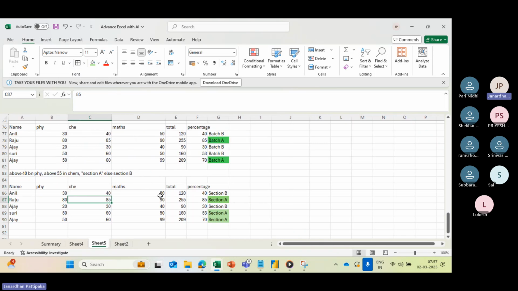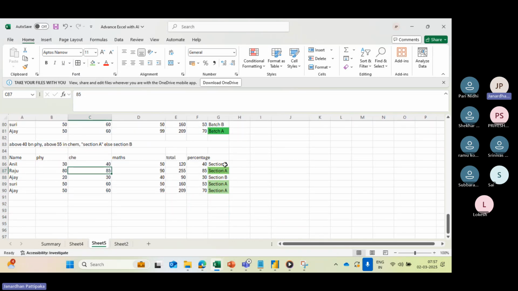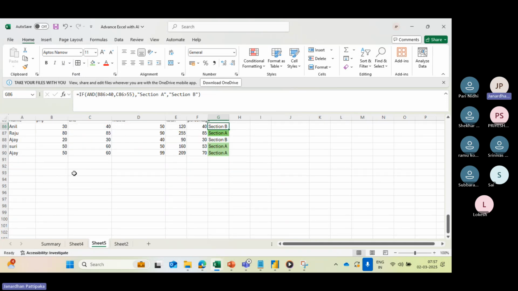So this is called IF along with AND, which we have used. That means you can use multiple conditions, and based upon this you will get the output. Now you will understand if I use IF along with OR. Now using the IF condition with OR.